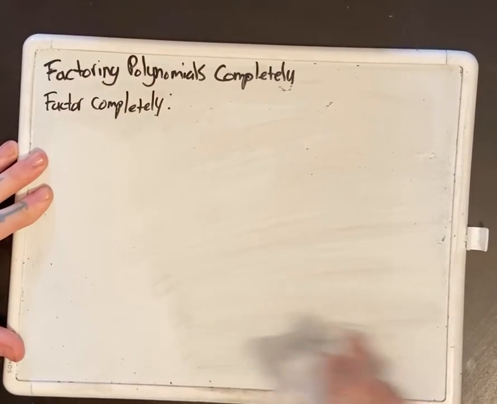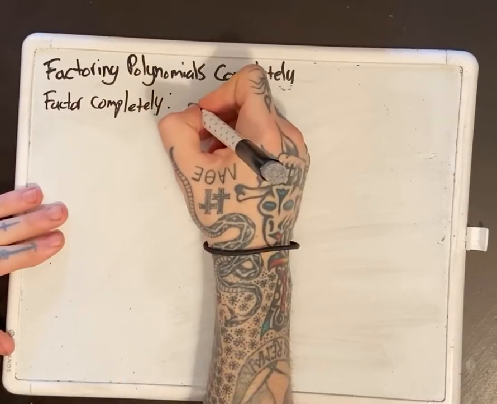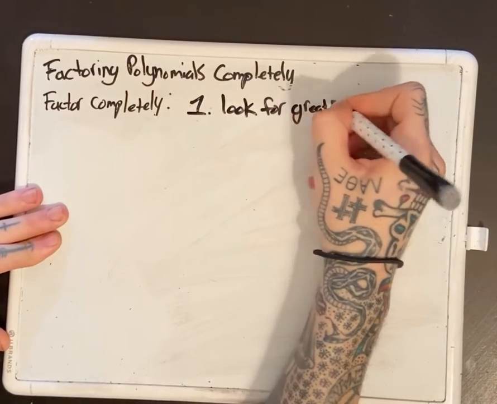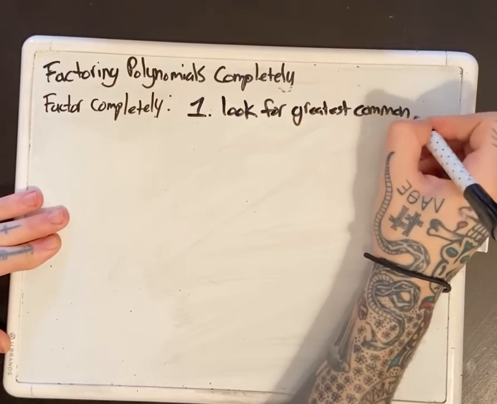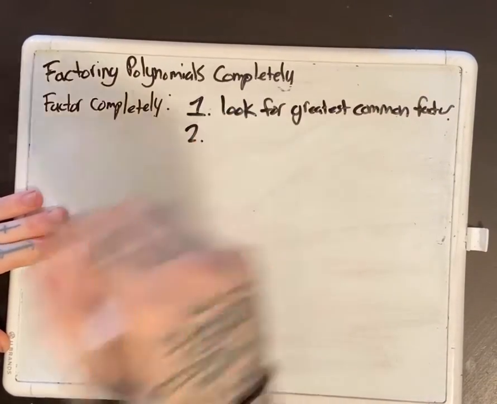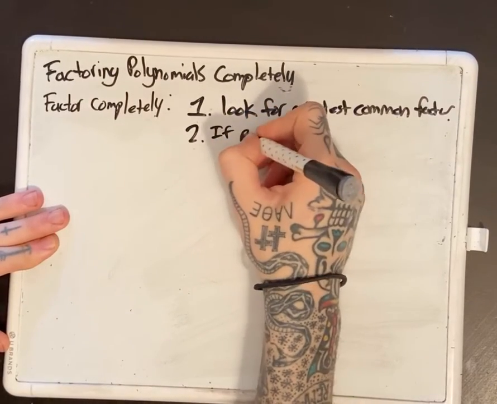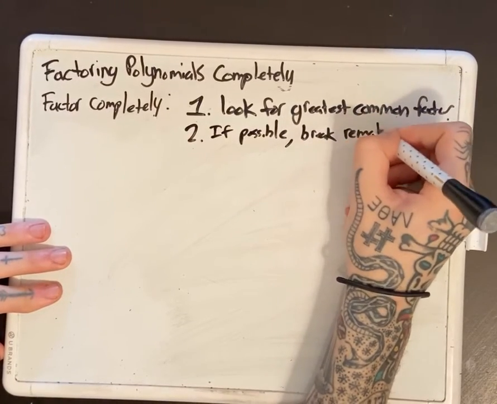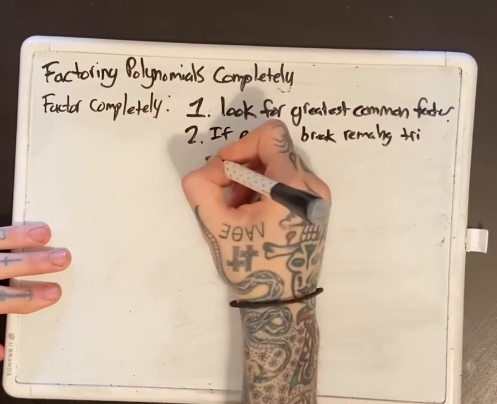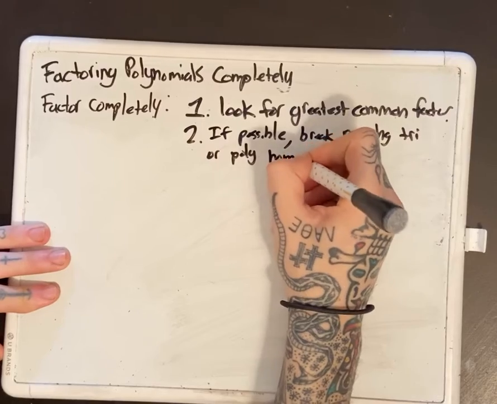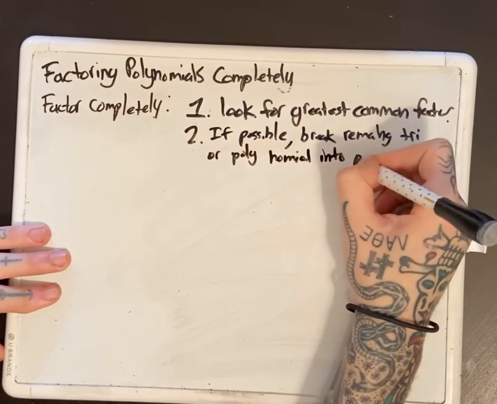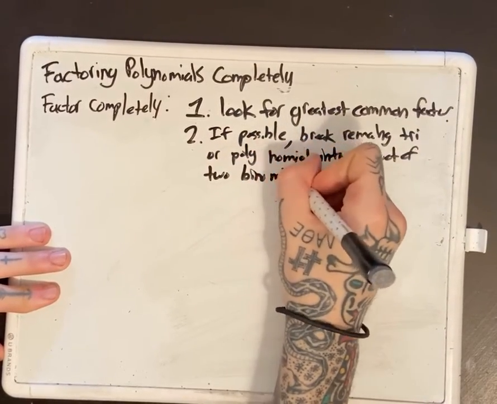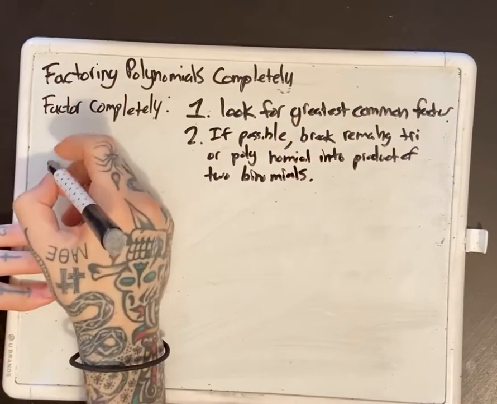Let me just write the steps, though, for factoring completely. 1, look for greatest common factor. 2, if possible, break remaining trinomial or polynomial into product of two binomials. Okay? So let's just look at this one here.